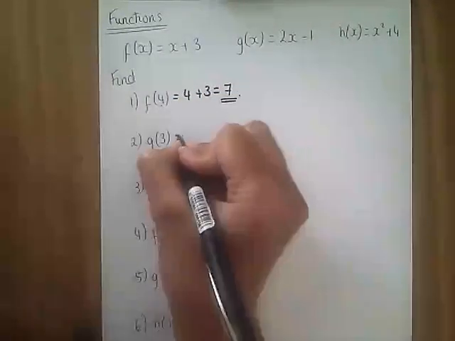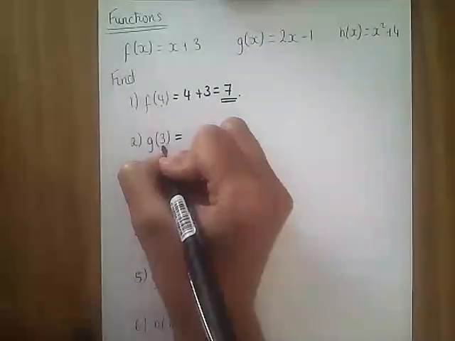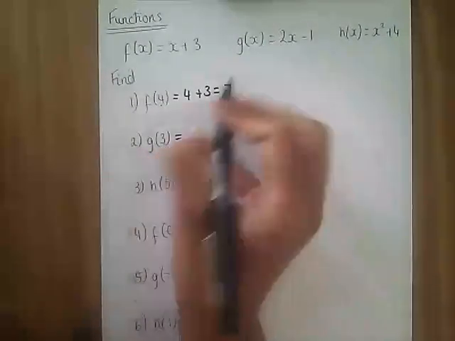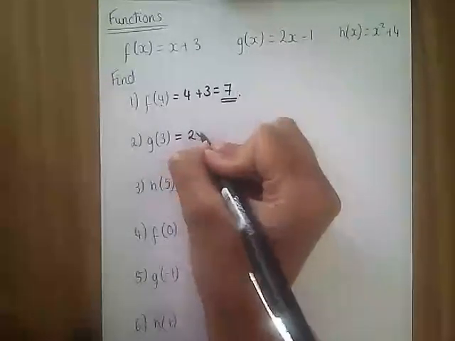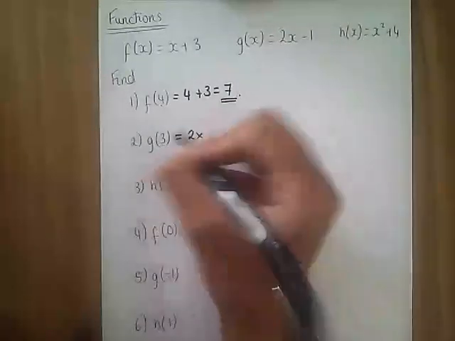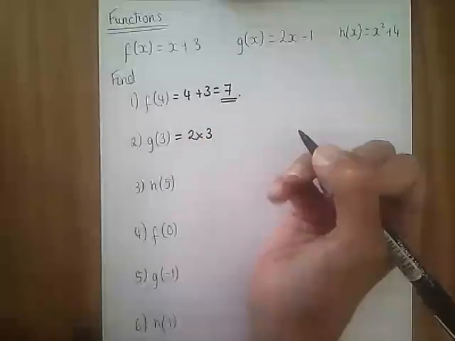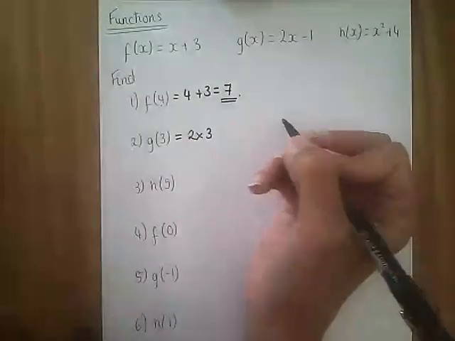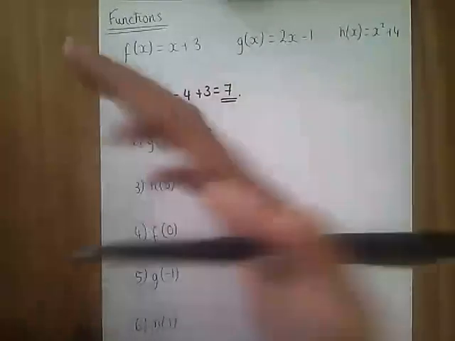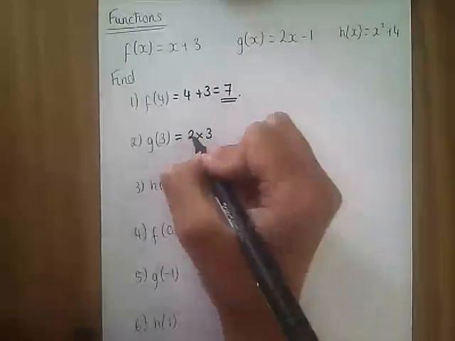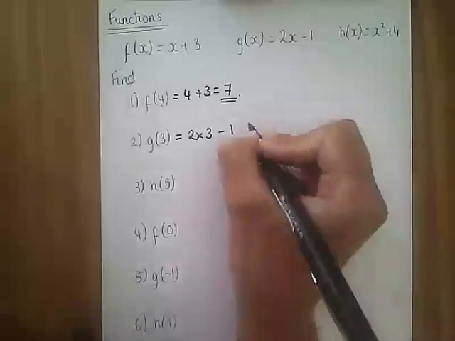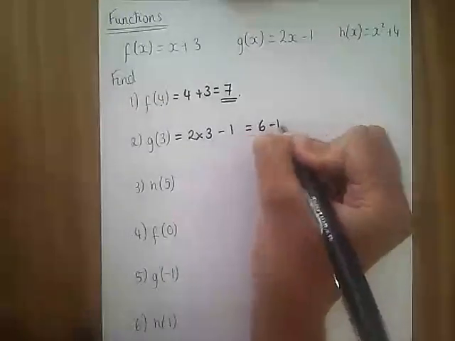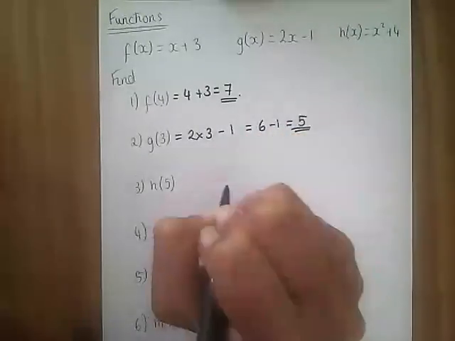Similarly, g of 3, we're going to substitute in a 3 wherever we see an x in g. So we've got 2x. That means 2 times whatever x is. Well, our x is 3. If you're struggling with this, go back and look at substitution, because this is all an extension of substitution. There's a video on that if you need it. So we've got to do 2 times 3, take away 1. 2 times 3 is 6. Take away 1 makes 5.